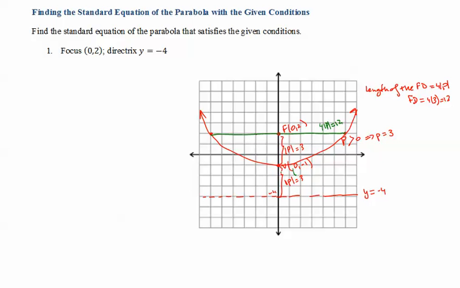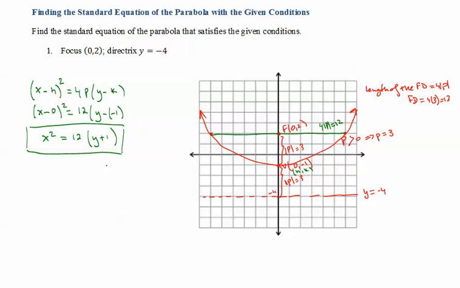So the vertex is (h, k), so h is 0 and k is negative 1. And because it opens upward, it's going to be x squared. So we have (x minus h) squared equals 4p times (y minus k). In our case, h is 0, and p we already know is 3, so 4 times 3 is 12. And then we have y minus negative 1, so x squared equals 12(y plus 1). And this is the equation that corresponds to the given conditions of this parabola.